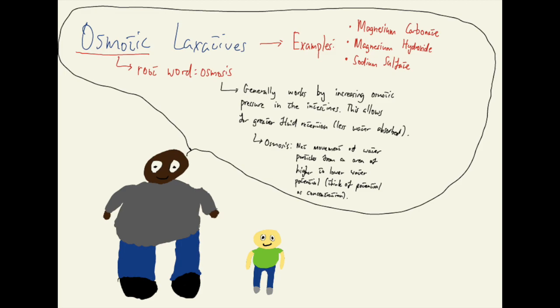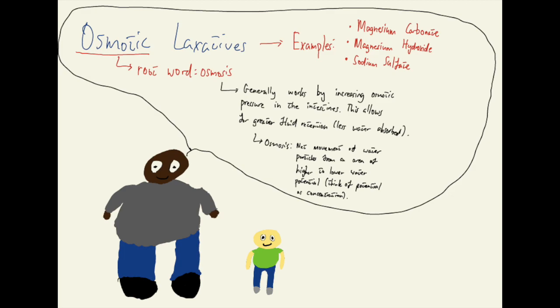Sure, David. You should be aware of the root word for osmotic laxatives. The root word is osmosis. Do you happen to know what osmosis is? Not really. Well, basically, osmosis is the net movement of water particles from an area of higher water potential, almost like concentration of water, to an area of lower water potential.